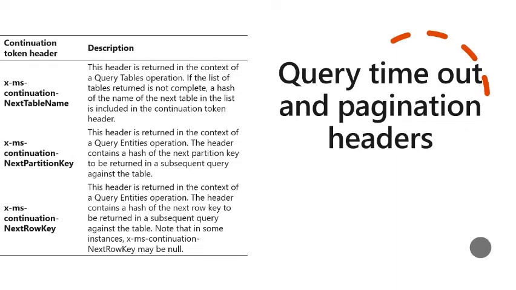Continuation token headers may be returned for a query tables operation or a query entities operation. To retrieve the continuation token and execute a subsequent query to return the next page of results, first inspect the response header for continuation tokens. If there are no headers or the header values are null, there are no additional entities to return. So if you don't have any continuation header, that means there are no more values to return.